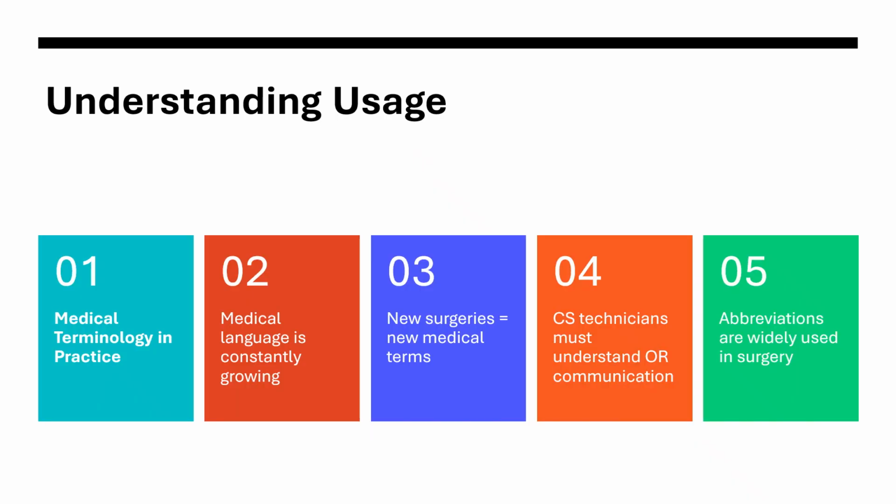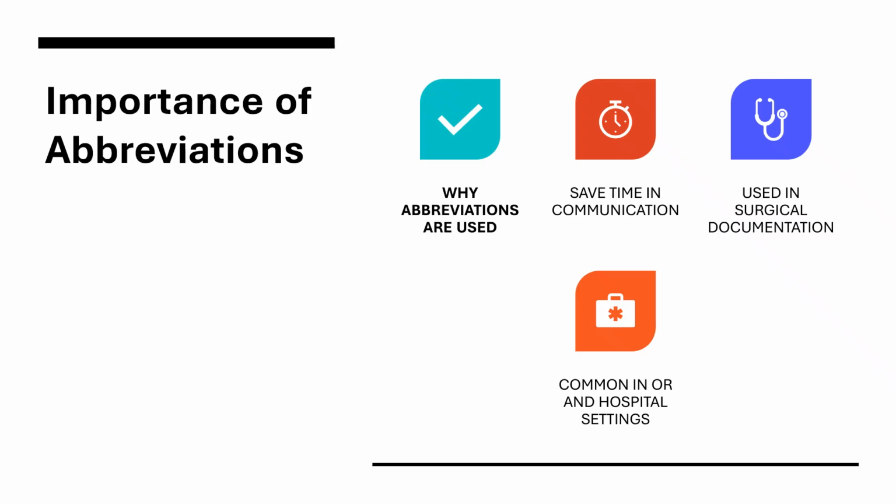Medical terminology is always changing as new surgical procedures and technologies are developed. Central service technicians must understand these terms because they are commonly used in the operating room. Most of the time, the OR team uses abbreviations or short forms to communicate quickly. Abbreviations are used in healthcare to save time and improve communication. They are very common in surgical settings, especially in the operating room and medical records.